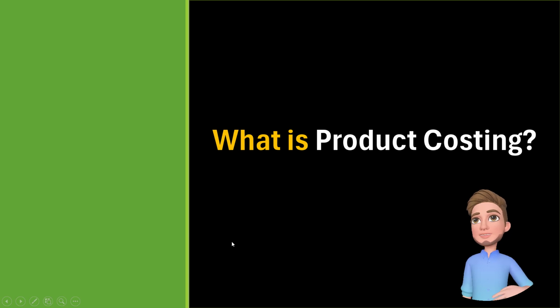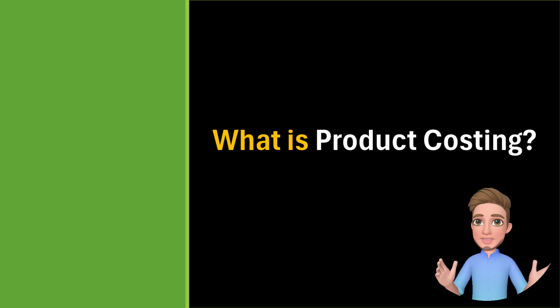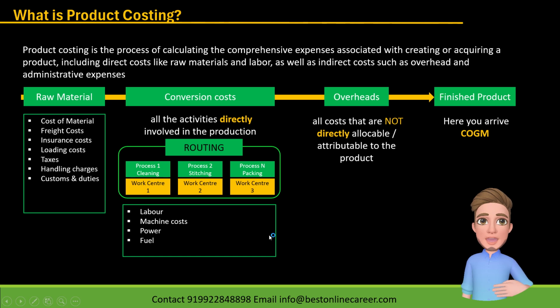The first thing that we are going to cover is what is product costing. In simple words, product costing is the costing of a product. Before a finished good or a semi-finished good is made, what are all the costs that go into making one unit of the final product? Let us look at the standard definitions. We have a definition here.